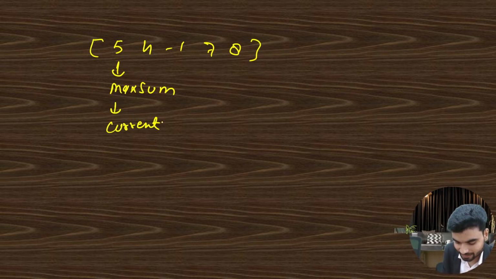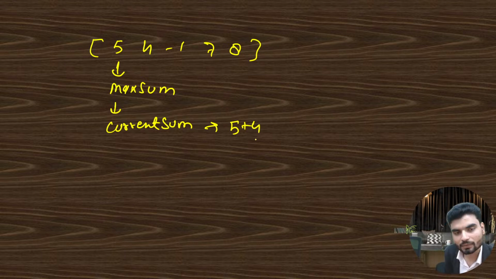Current sum, because I will take a window of sum. Again, what I will do is add the next element to the current sum. Means I will add 4 to the 5. So now this becomes 5 plus 4, which is 9.